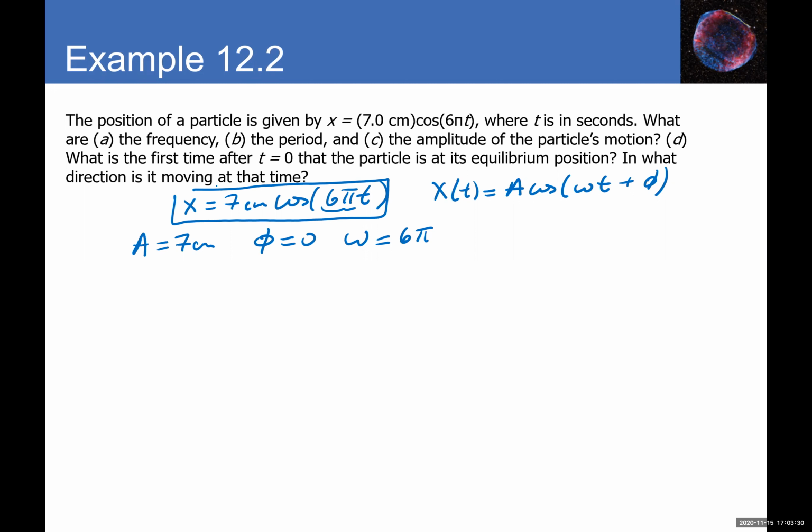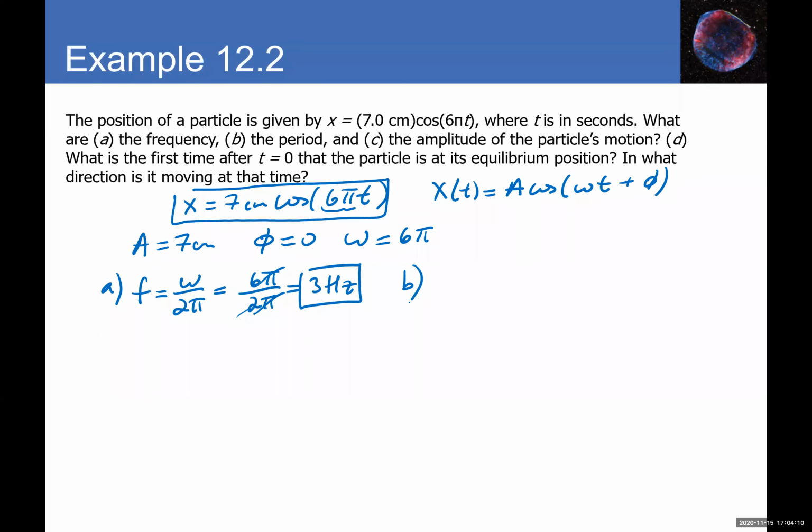Then if I go and look at part A, which is the frequency, one way I can find the frequency, remember, is by saying that it's equal to omega over 2 pi. Which is then 6 pi, the omega, divided by 2 pi, right? So we can see that this is just 3, and pi cancels, so you get 3. Remember, units are per second, so you can just say 3 hertz. That's part A.